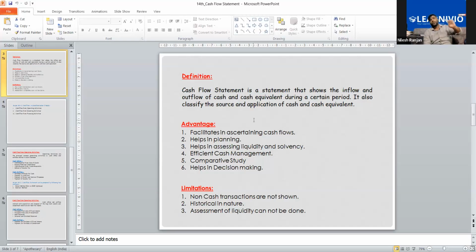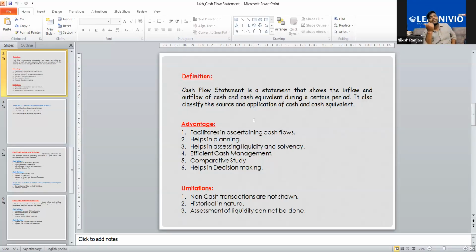Okay, so if it is not the same, it means during the year some transactions happened which affected the opening and closing balance. And these transactions, these inflows and outflows, are related to which category?